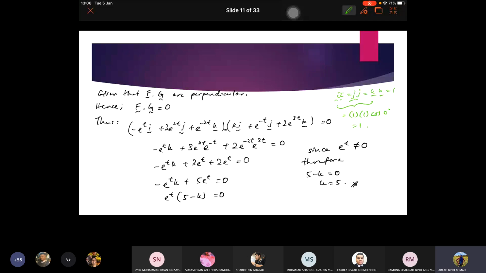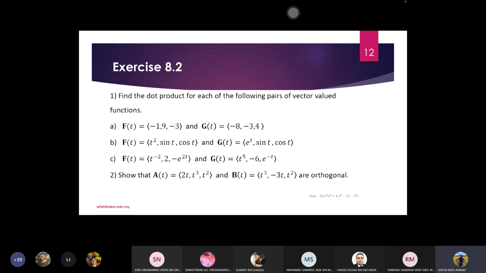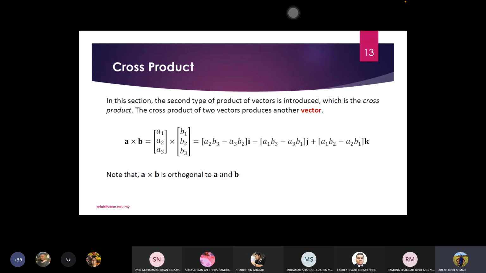Okay, done with this one. Can we proceed with the next slide? Done, okay. Okay, so ini exercise. You can try by yourself. Ada jawapan dekat bawah tu. Bolehlah cuba sendiri. Kita running out of time to try.